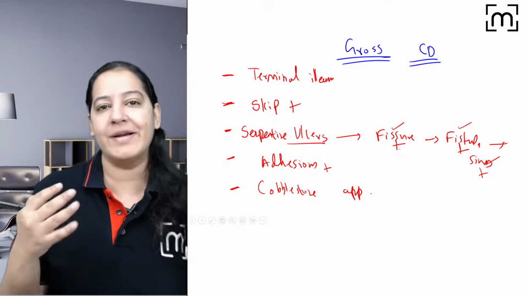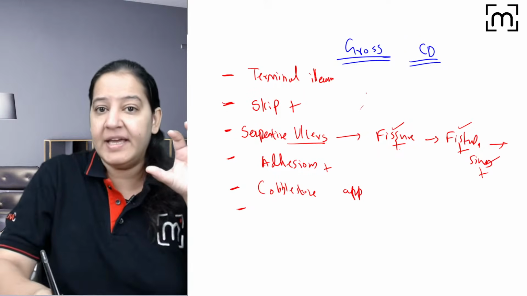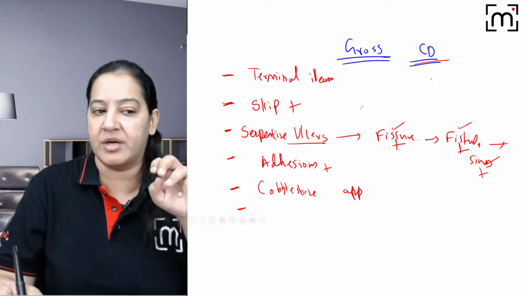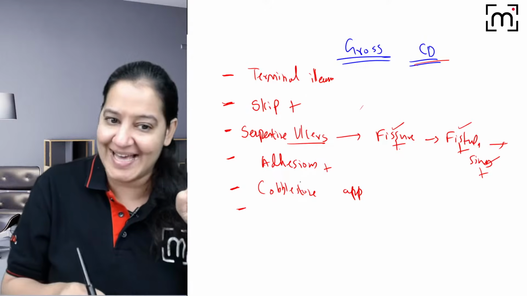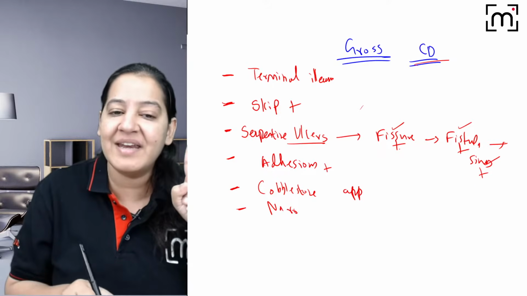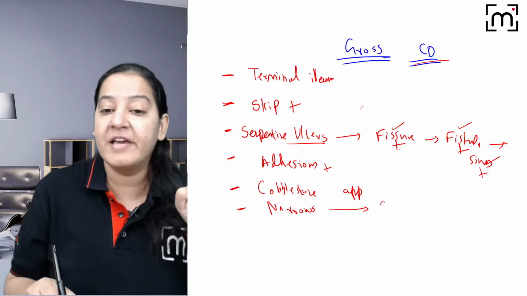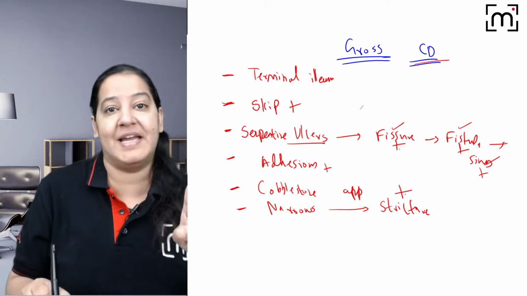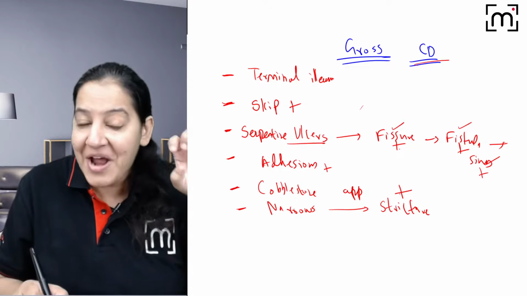So all these points you have to remember. And what happens to the lumen in CD? In CD, does the lumen of the intestine narrow or widen? I'm giving you two options. Yes, the lumen of the intestine narrows. Because of the narrow lumen, it gives the appearance of stricture. So strictures are present in CD but not in UC, because in UC the lumen dilates, not narrows.